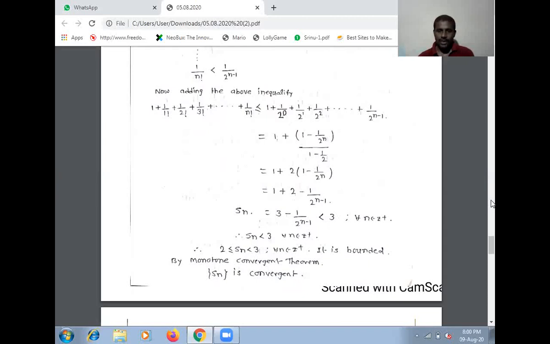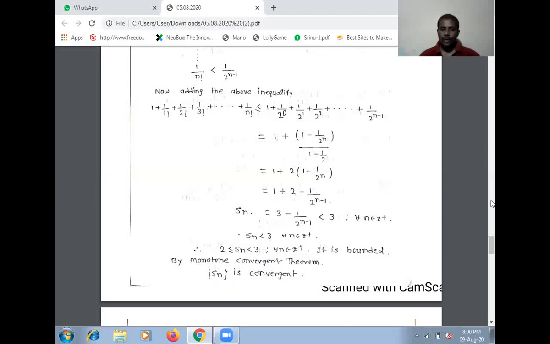Because 1 by 2 to the power of n minus 1 is subtracted from 3, it is always less than 3. So therefore Sn is less than 3. Less than 3 means 3 is the supremum of Sn. So it is a bounded above sequence.